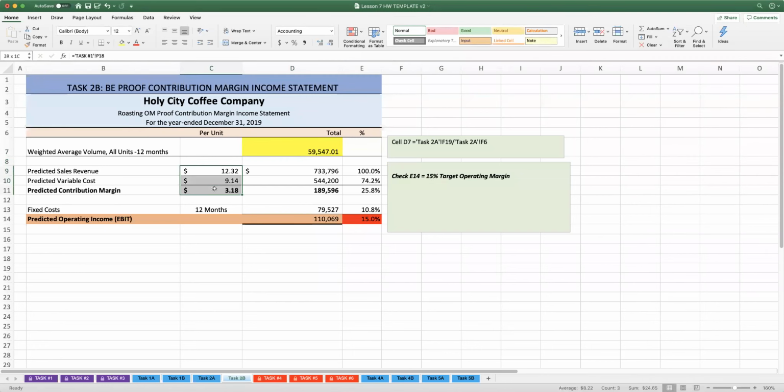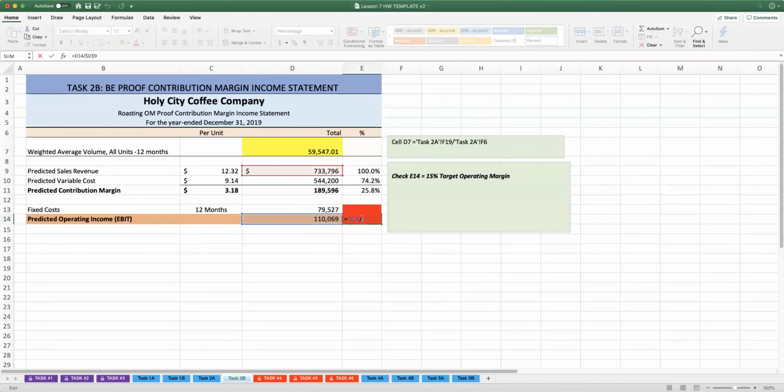Okay, and these stay fixed, remember? Prices, whatever the price is, the cost is, whatever you calculated it as, that's our contribution margin per unit. That gives us total contribution margin here. This is a fixed cost for 12 months. That did not change. And that gives us $110,069, which is exactly 15% of total sales.